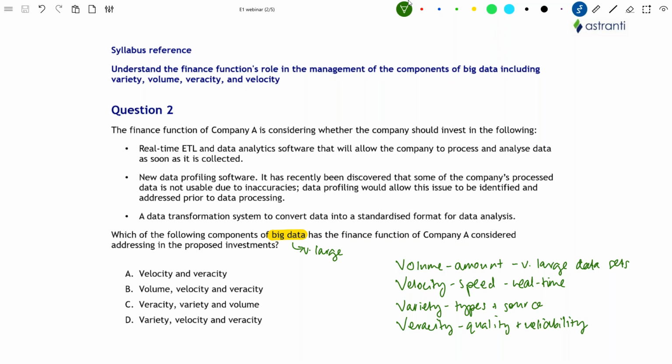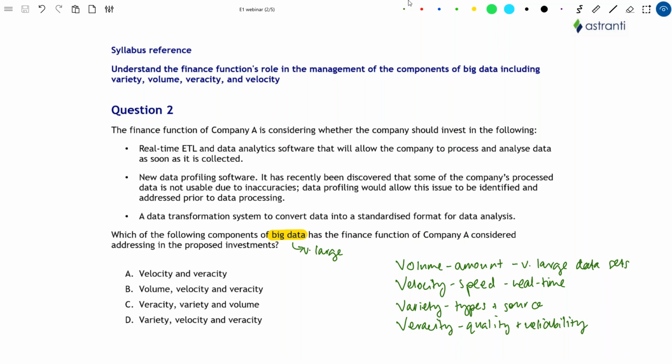Now let's take a look at the scenario and see if we can pick out any information from it and see which of the 4 V's can be applied to it. So we've got the finance function of company A considering whether the company should invest in the following. Our first scenario is real-time ETL and data analytics software that will allow the company to process and analyze data as soon as it is collected.